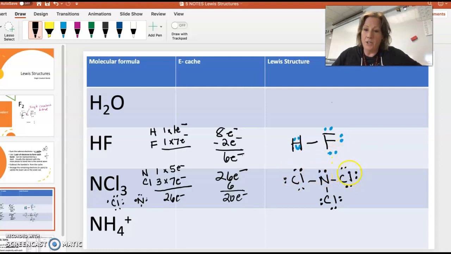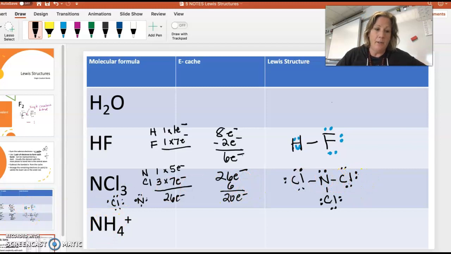So now I double check. This chlorine over here has 2, 4, 6, 8, so it's okay, it has an octet. This chlorine down here, 2, 4, 6, 8, it's good. Over here, 2, 4, 6, 8, and then the nitrogen, 2, 4, 6, 8. So everyone's fulfilling the octet, and this is a good Lewis structure.